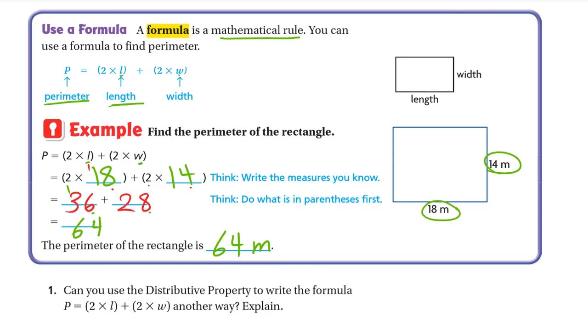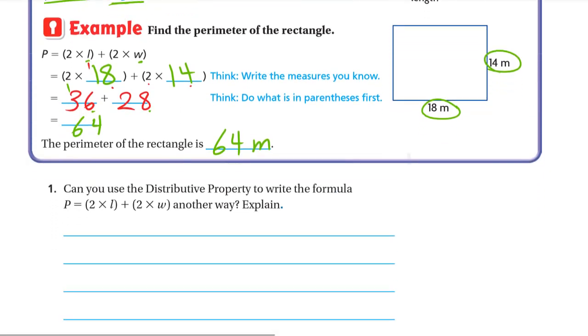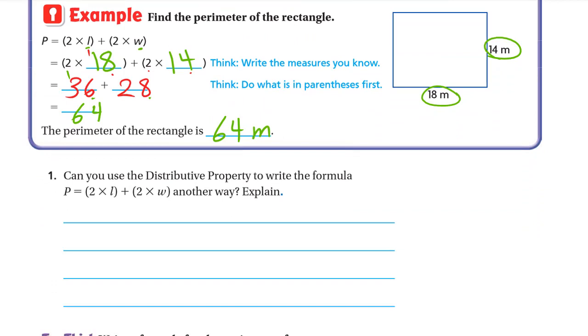So again, I wrote the formula, and then instead of L and W, I wrote the length, which is 18, and the width, which is 14. And I found 2 multiply 18, which is 36, and 2 multiply 14, which is 28. And I added 36 plus 28, which is 64. Also, if you added 14 plus 18 plus 14 plus 18, you will get the same answer, 64.